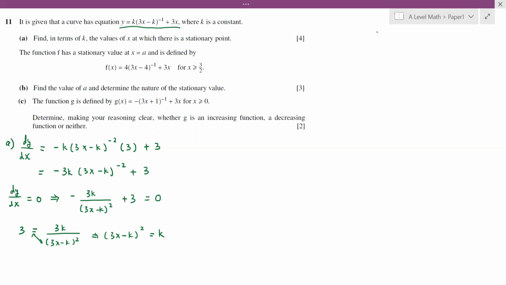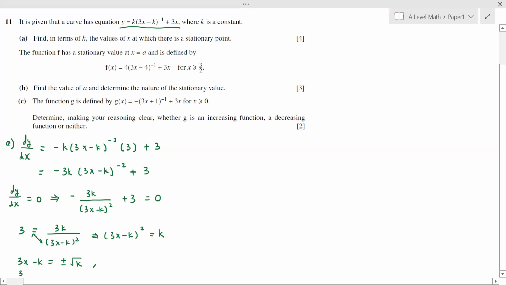Taking square root on both sides, 3x minus k is plus minus square root k, or we have 3x equals k plus minus square root of k. Isolating x, dividing throughout by 3, we have x equals 1/3 (k plus minus square root of k). This will give you the values of x where there is a stationary point.